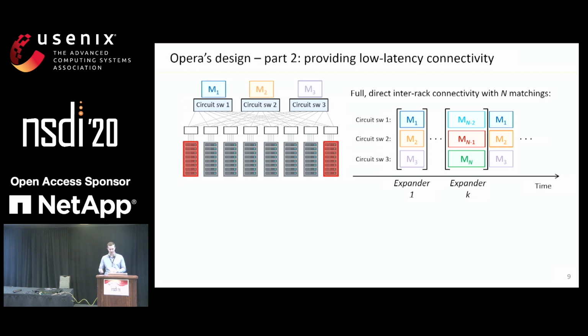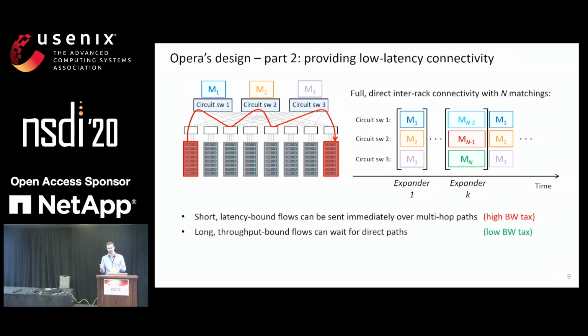So to see what this gets us, I'll step through a small example. Let's say that the racks colored in red want to exchange traffic, and let's say that the circuit switches are currently implementing these matchings 1 through 3. And let's also say that there are no direct connections between the two red racks in any of these matchings. If we treat their union as an expander though, we can guarantee that there are multi-hop paths between these racks. And so what this means is that the short latency bound flows can be sent immediately, without waiting for the network to do any reconfiguration, over these multi-hop paths, albeit for a higher bandwidth tax because they're taking multiple hops.